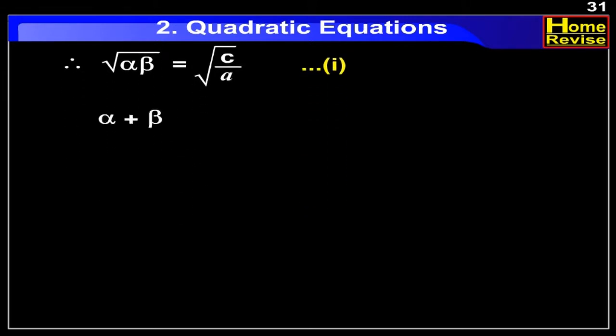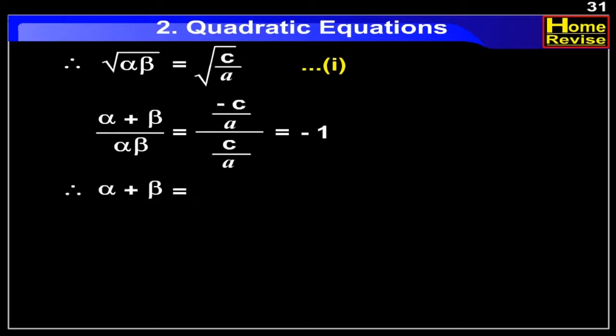Also, alpha plus beta upon alpha into beta is equal to minus b upon a divided by c upon a, which is equal to minus 1. Therefore, alpha plus beta is equal to minus alpha beta. Let this be equation number 2.